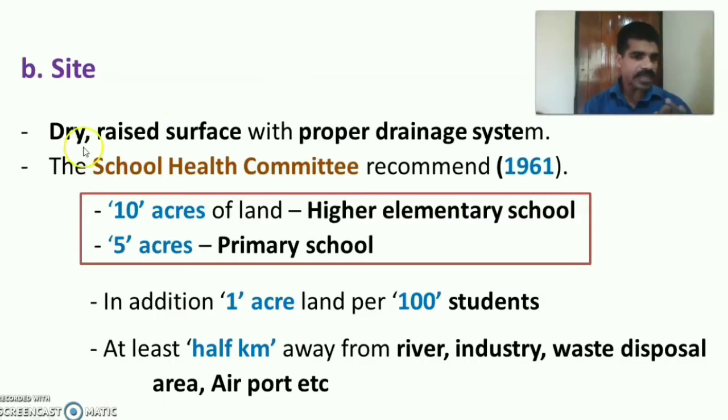Selection of site. The site should be dry, a raised surface with a proper drainage system. The School Health Committee recommended in 1961 regarding the site and location that there should be 10 acres of land for higher elementary school and a minimum of 5 acres of land for primary school. In addition to that, there should be 1 acre of land per 100 students. And this site will be at least half a kilometer away from river, industry, waste disposal area, airport, etc.